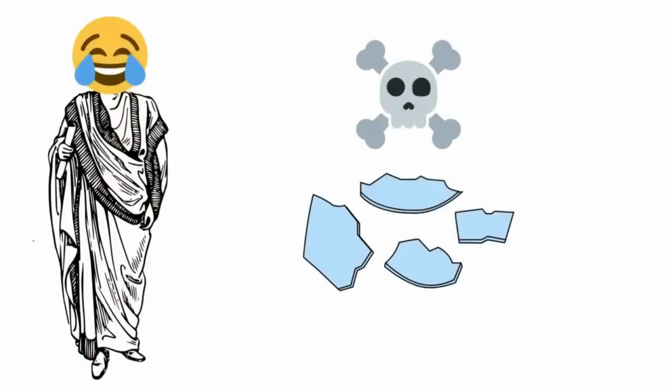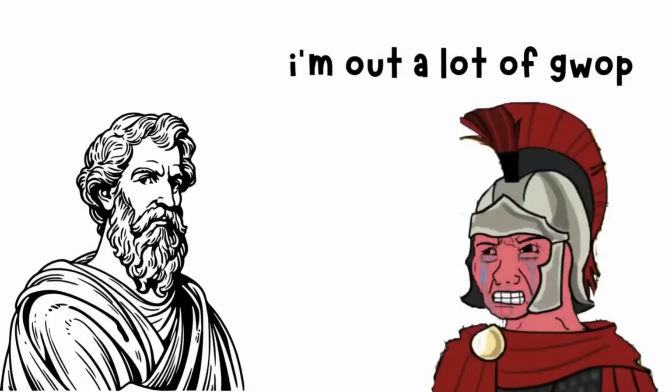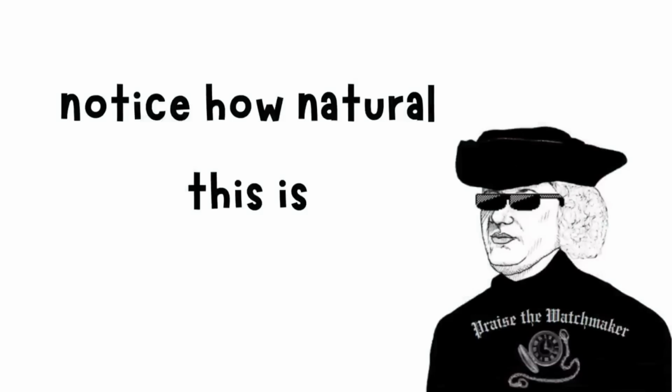Dio wryly remarks that you could possibly trade in a couple of chipped coffee mugs and get a Roman citizenship. You can practically hear the commander's exasperated sigh as he recalls likely shelling out a fortune for his own citizenship. But what's really interesting is how subtle and natural this whole conversation seems.